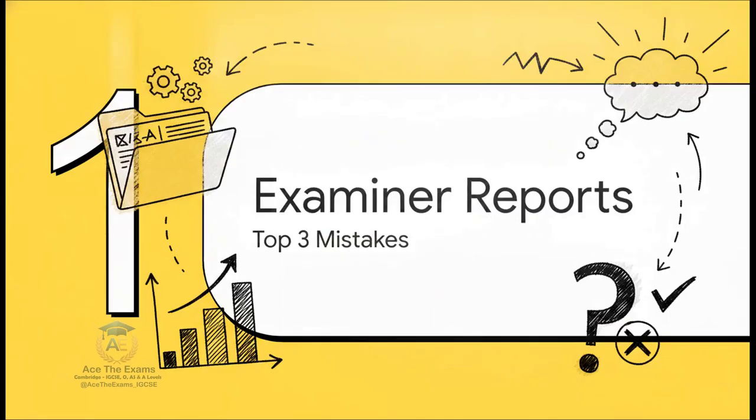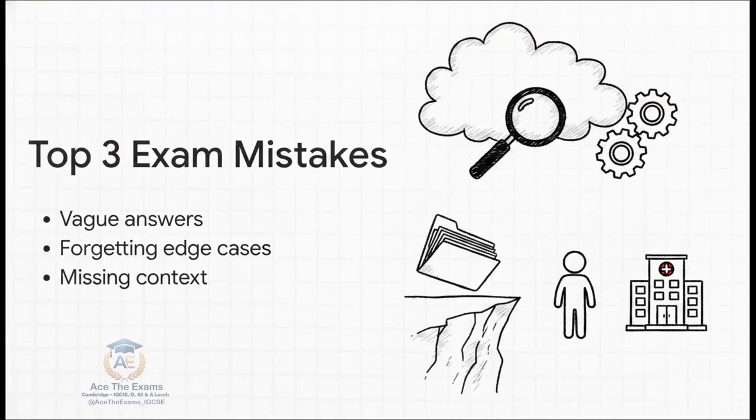Section 1. Decoding the examiner's mind and top mistakes. Let's look directly at the data to see where candidates are bleeding marks. Consider this slide an urgent flashing red flag alert. The absolute #1 mistake candidates make is being way too vague. Saying something like, the program reads the file to find the data, is going to get you exactly 0 marks.